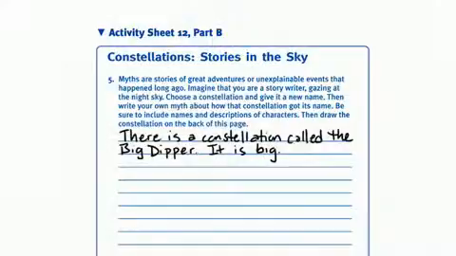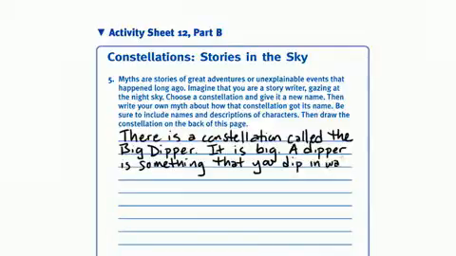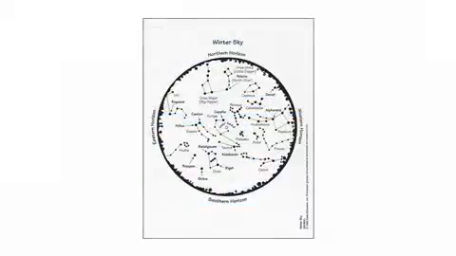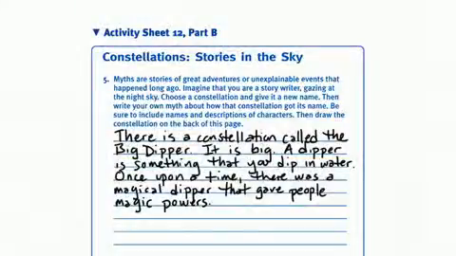Next, distribute a copy of Activity Sheet 12, Part B to each student and tell them to write their own story about any constellation that they choose. To assist students, project one or more of the transparencies for students to observe various constellations again. Finally, when all of the stories are written, ask volunteers to share their stories with the class.